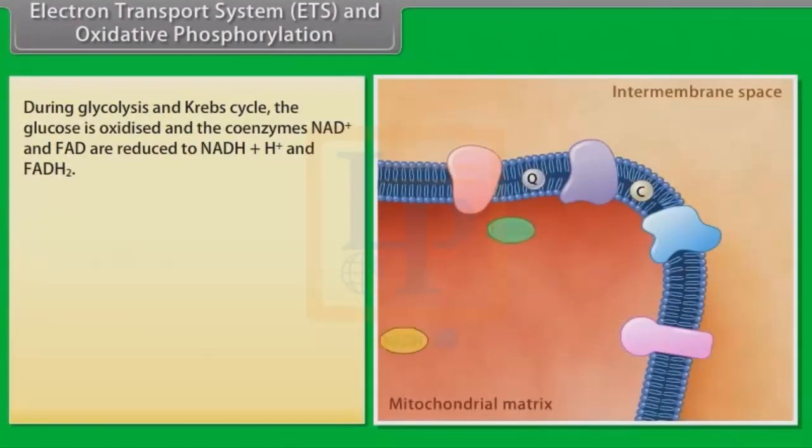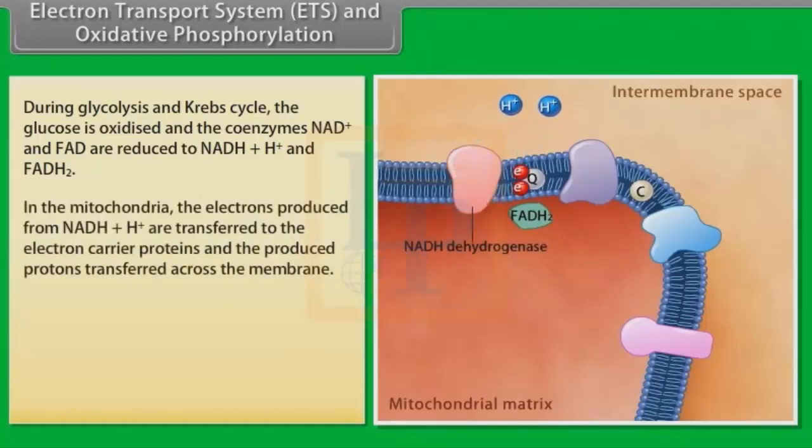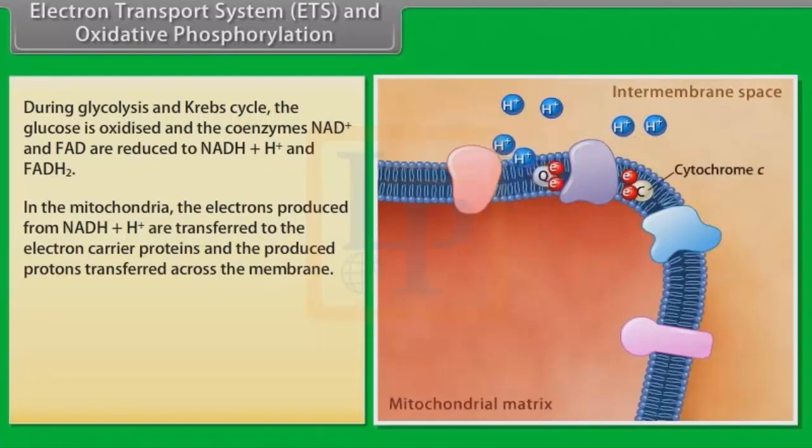Electron transport system (ETS) and oxidative phosphorylation. During glycolysis and the Krebs cycle, glucose is oxidized and the coenzymes NAD+ and FAD are reduced to NADH plus H+ and FADH2. In the mitochondria, the electrons produced from NADH plus H+ are transferred to the electron carrier proteins, and the produced protons are transferred across the membrane.